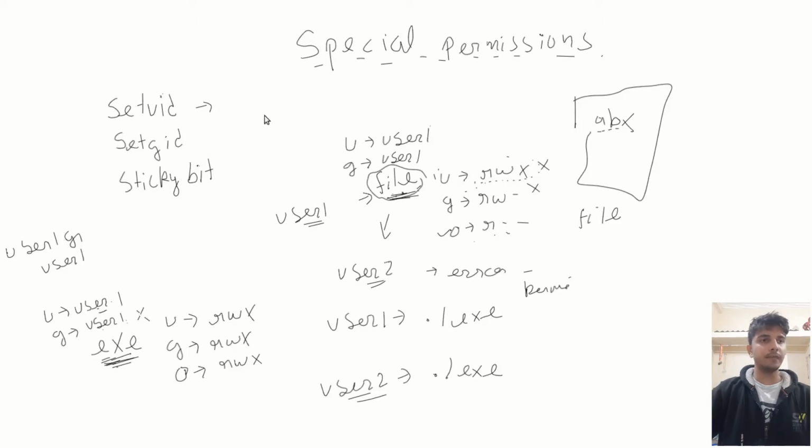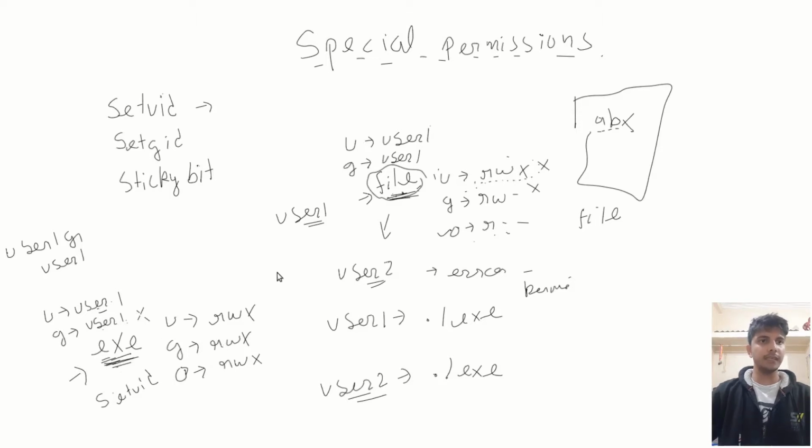Sometimes we require that whenever I am executing some program, the executable should run as the owner of that file. So let's say that I had set the setuid permission. Now if I again execute this file, then this file is going to execute as the owner of that file. So user2 executes this file, but actually it is user1 who is acting as the owner of that file who executed this file.